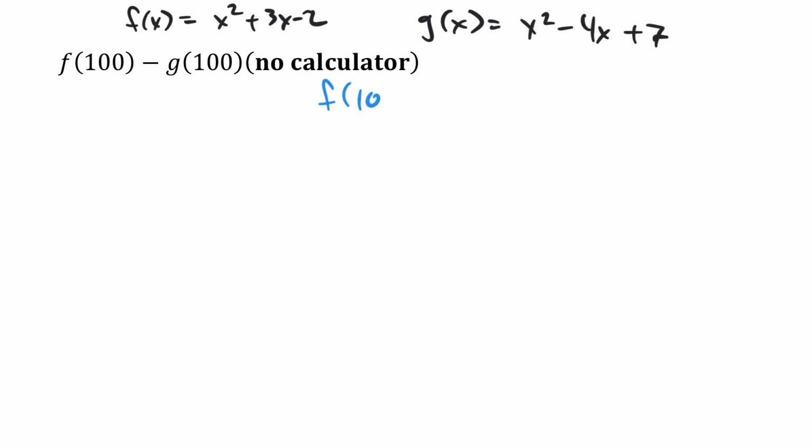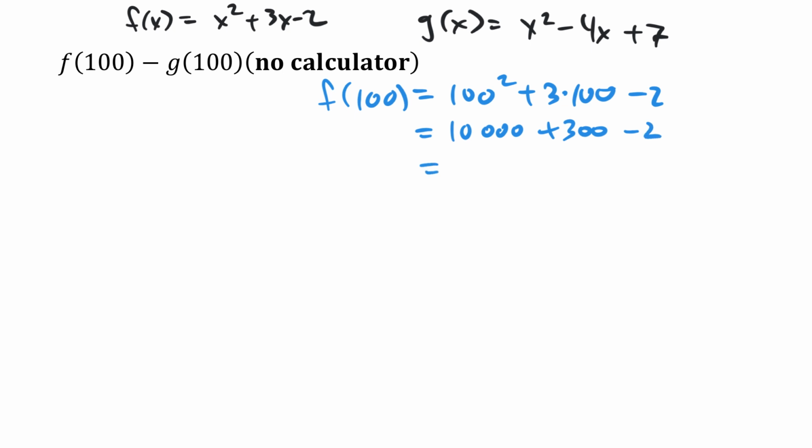Okay, let's do f of 100. That will be 100 squared plus 3 times 100 minus 2. 100 squared is 10,000 plus 300 minus 2. So that's 10,300 minus 2. So 10,298.